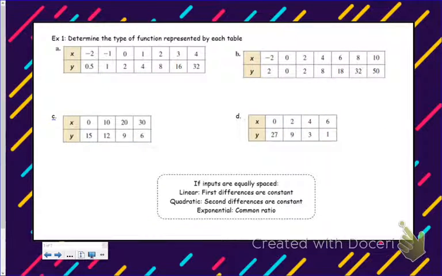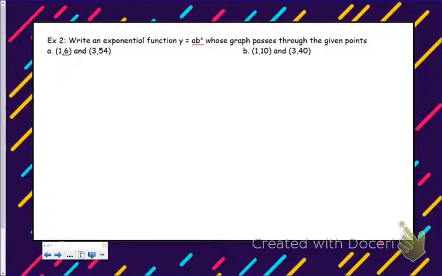All right, so next thing we're going to look at is writing an exponential function that goes through a set of points. You were able to do this with a lot of different functions that you've done. We can also do this with exponential, and the easiest way to do this is just using a system of equations. So I'm going to use the form y equals ab to the x, and I'm just going to substitute my x and my y. So I'm going to get 6 equals ab to the first. Then we're going to have a second equation: 54 equals ab to the third.